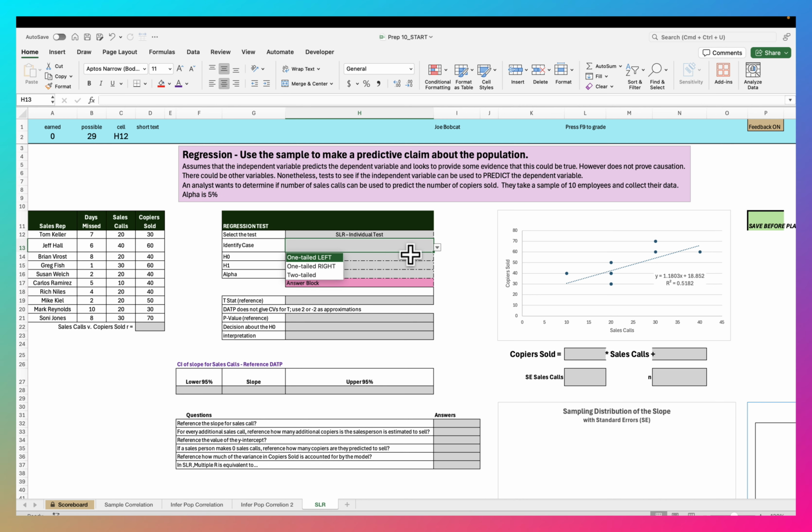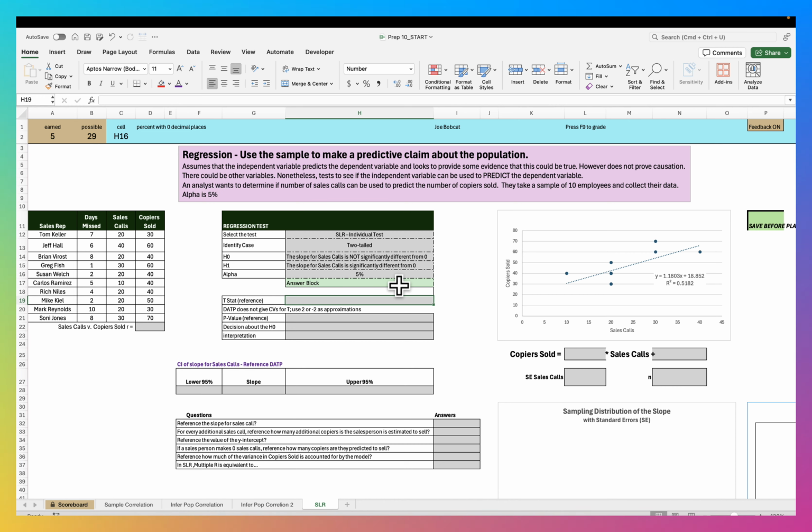Identify the case, and the case is going to be two-tailed. H0 is that the slope is not significantly different from 0, and H1 is that it is significantly different from 0, and that's why it's two-tailed, because we don't know, right? I mean, here we have the picture, but we really don't know for sure if that line's going up or going down in the population. All right, at least at this point. Alpha is 5%.